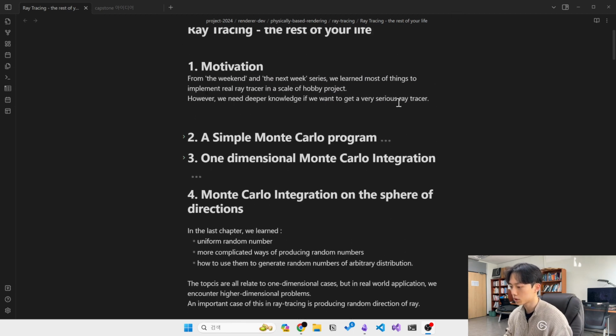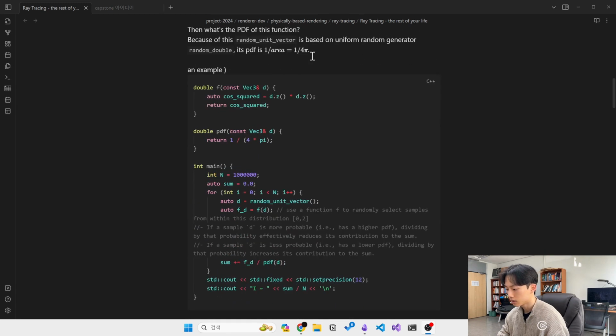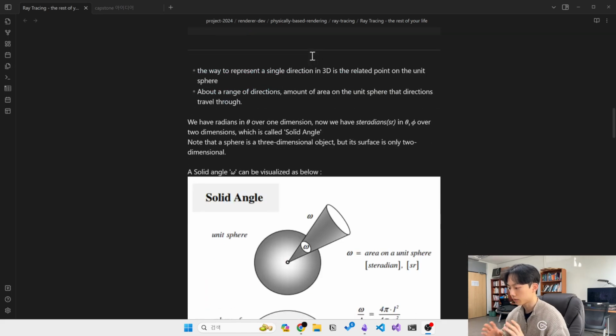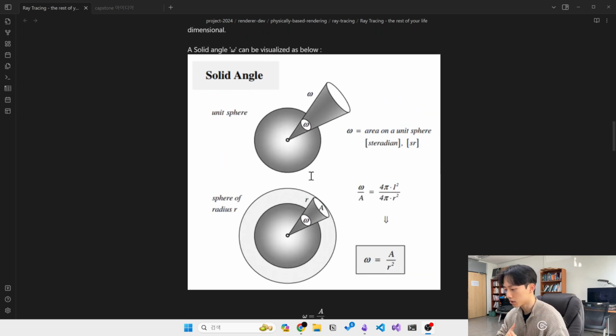And what I'm going to learn is about the ray tracing series in the light scattering section. Last weekend, I didn't record videos, but I learned some of the basics of light scattering and the scattering PDF. And the new concept that I learned is the solid angle, which we can use in three-dimensional spaces.